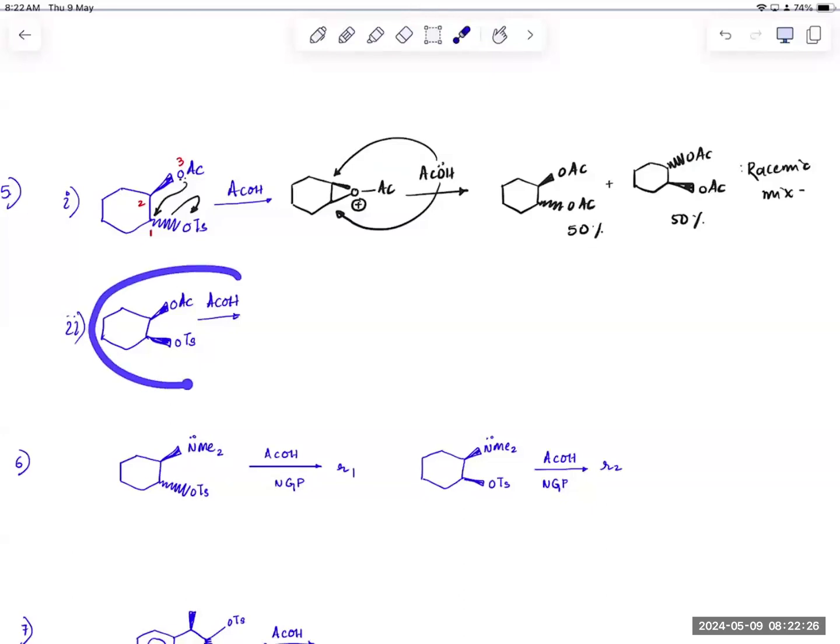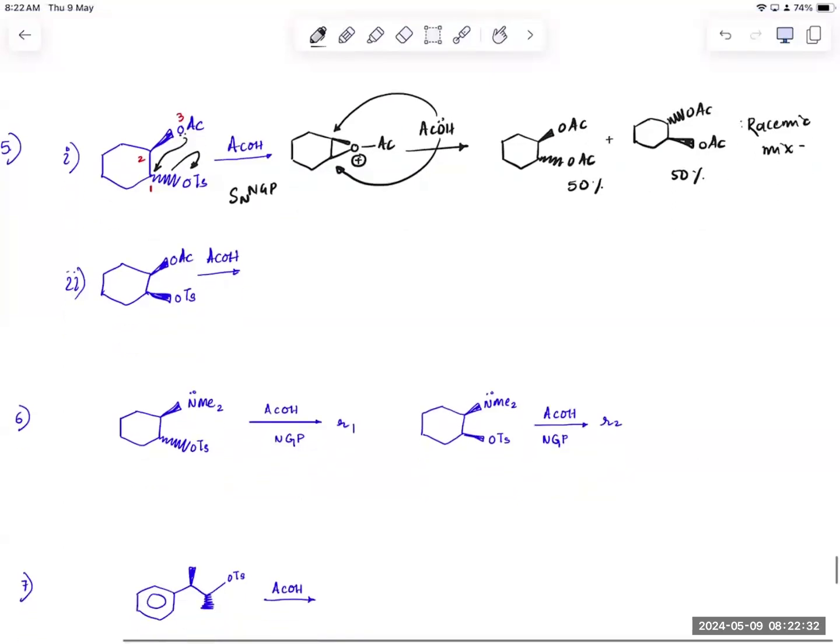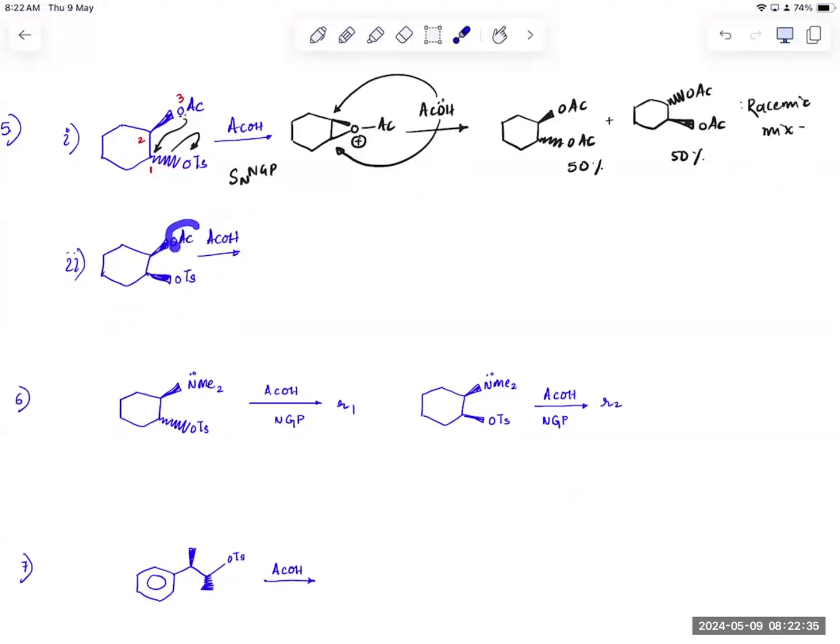But when you take this case here, like in the first case, it is SNNGP. But in the second case, now this OAC is not on the opposite side. It is on the same side. OTS and OAC are on the same side. If they are on the same side, then SN-NGP will not happen.